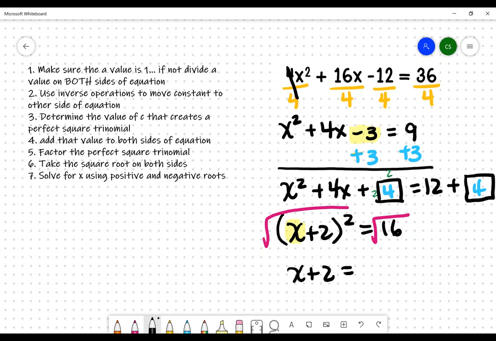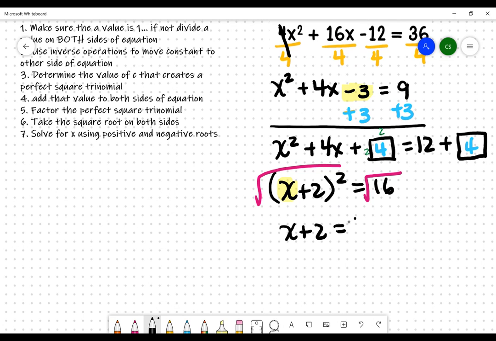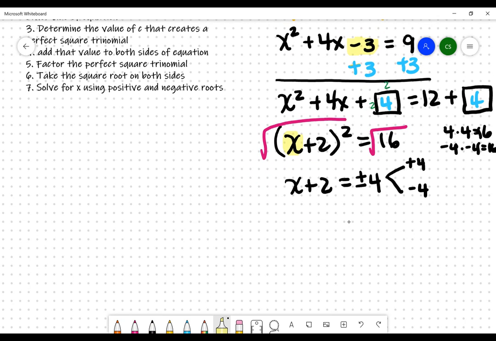And I'm taking the square root of 16. That means it could be a positive or a negative 4 because 4 times 4 is 16 and negative 4 times negative 4 is 16. So all that means is I can have a plus 4 or a minus 4. Now I'm still trying to solve for x. So x plus 2 could equal a positive 4 or x plus 2 could equal a negative 4.